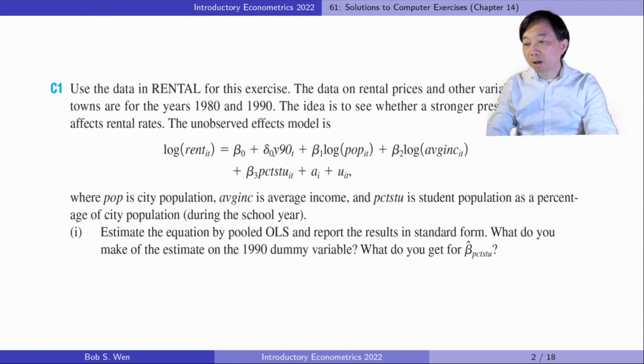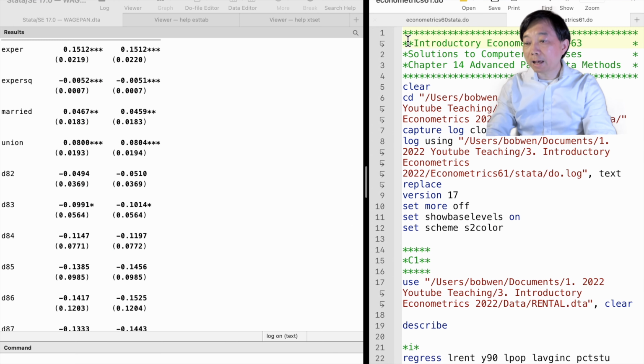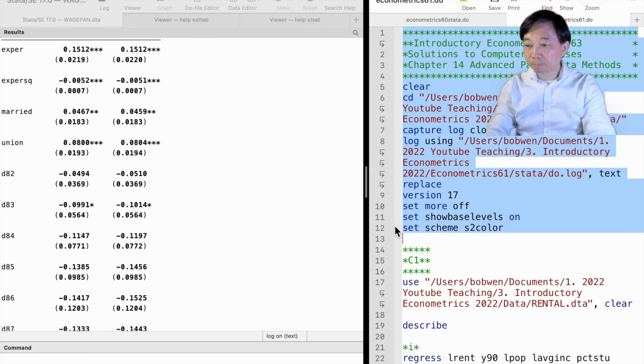In Part 1, we estimate the equation by pooled OLS and report the results in standard form. What do you make of the estimate on the 1990 dummy variable? What do you get for beta 3 hat? The pooled OLS estimation is as follows.